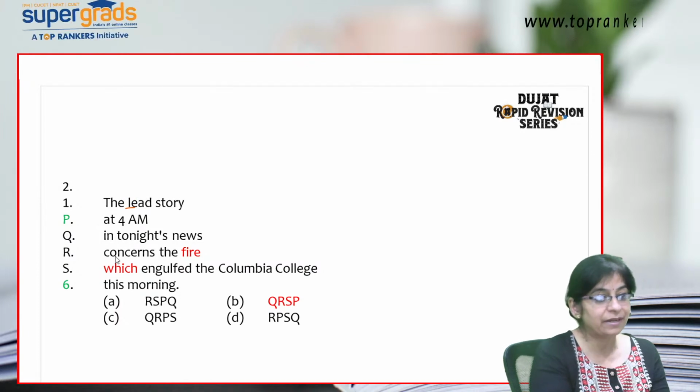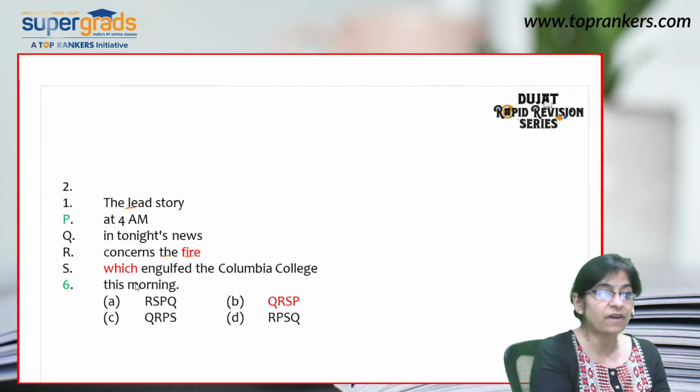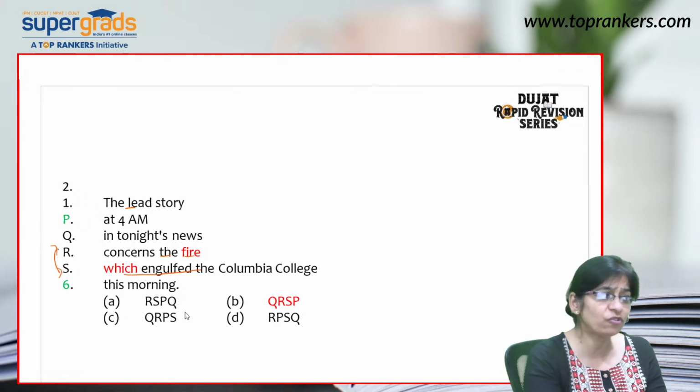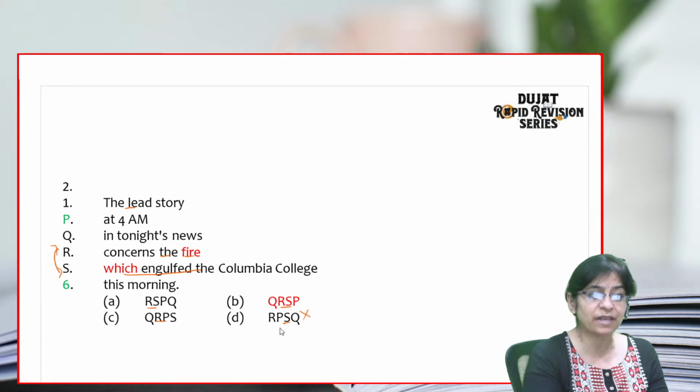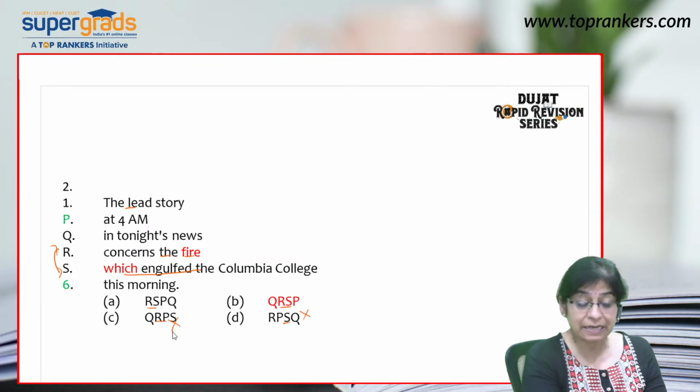Now, see, the lead story. Let's look at the mandatory pairs first. Concerns the fire which engulfed Columbia College. So, R and S look like mandatory pairs. So, first of all, you need to look at the options that have R and S put together. So, this one and this one. So, it looks like we'll have to eliminate C and D. So, the choice would have been between A and B.